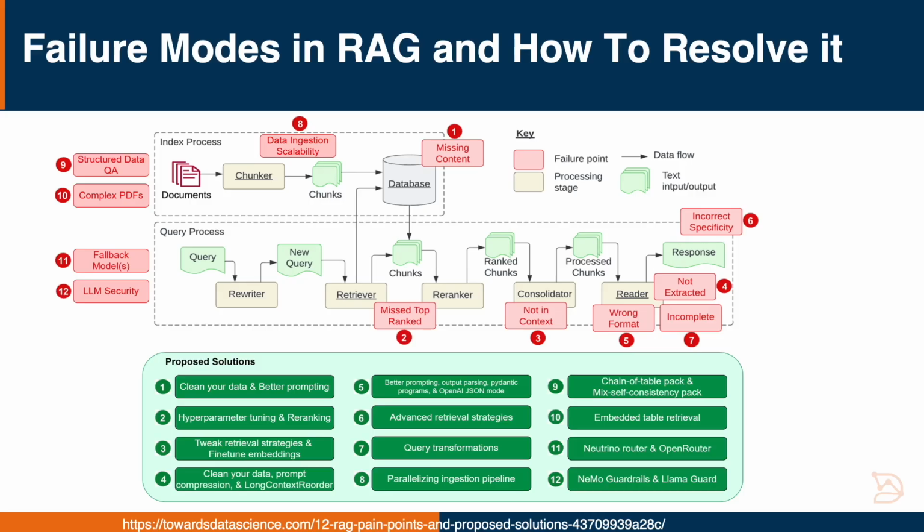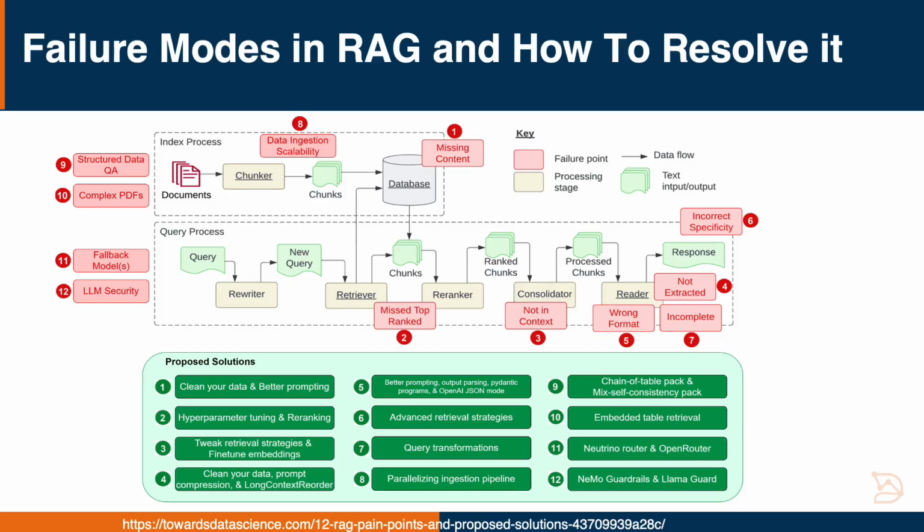Okay, so with all the discussions that I'm having now, there are a few failure points, as I mentioned, in RAG that whenever you are building a RAG system, you need to be aware of. The first one is your data ingestion scalability, your chunker, your chunks, things that you have to be aware of. So if you look at this diagram, if you look at missing content, it means that you have to clean your data with better prompting, and then you would be able to get the right content in the retriever pipeline.